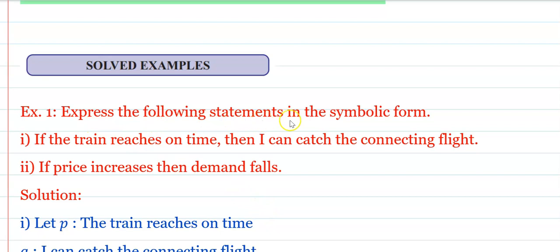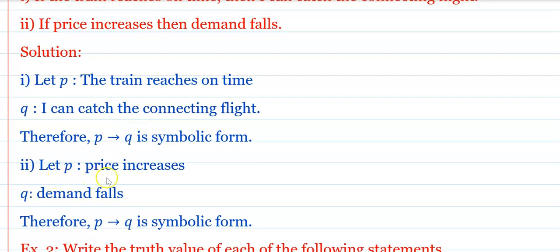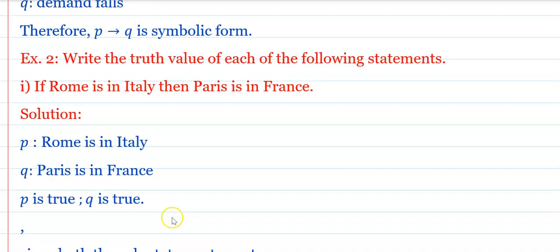Express the following statement in the symbolic form. If the train reaches on time, then I can catch the connecting flight. Okay, now the first is, let P be the train reaches on time. Q, I can catch the connecting flight. Okay, then therefore P implies Q is the symbolic form. If then, that is P implies Q in this way. Second, if the price increases, then the demand falls. Now here P, the price increases and Q, demand falls, and therefore P implies Q is the symbolic form.